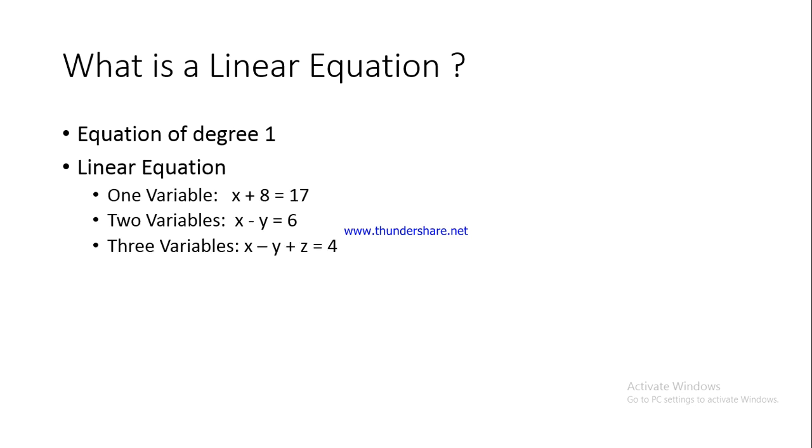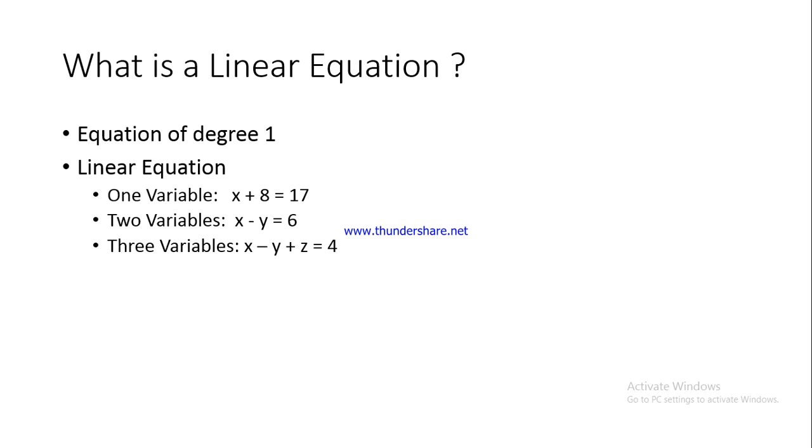So these are some examples of linear equations. The first one is a linear equation in one variable, x plus 8 is equal to 17, and you can easily solve it. The second one is a linear equation in 2 variables, and the third one is a linear equation in 3 variables. And then there can be linear equations in more than 3 variables. They can be in 4, 5, 6 and so on. However, the power of any term cannot be beyond 1. It has to be 1. It cannot be more than 1.